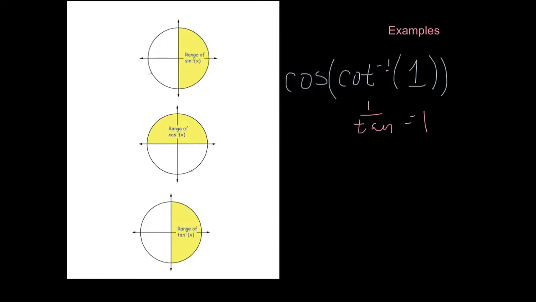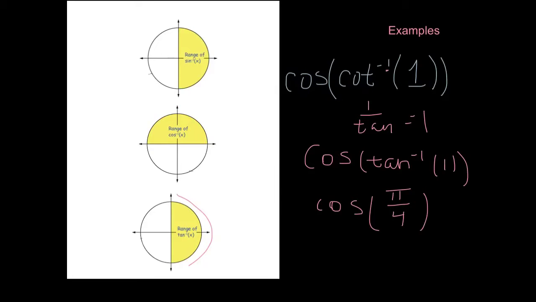So really what I'm finding here is the cosine where the inverse tangent is also 1. So that one wasn't hard. Tangent is 1. Remember, using this range right here, tangent is positive 1 at pi over 4. So then I'm going to take the cosine of that value, and then I'm going to get root 2 over 2, and I'm done.